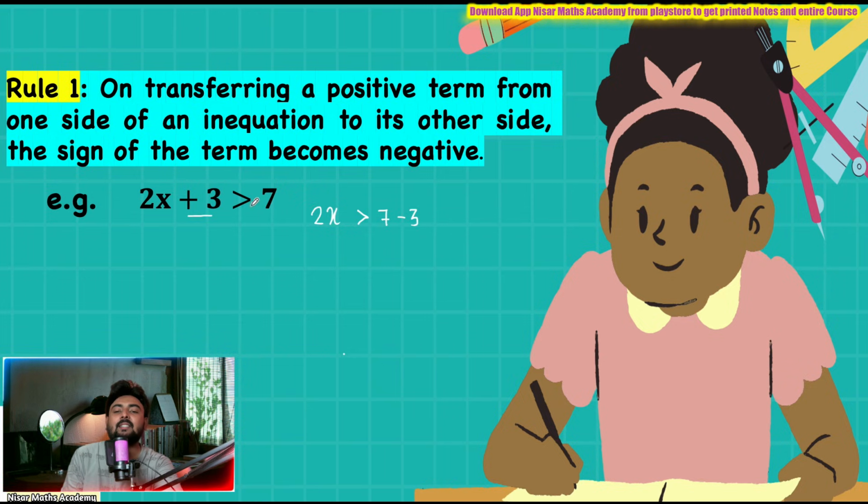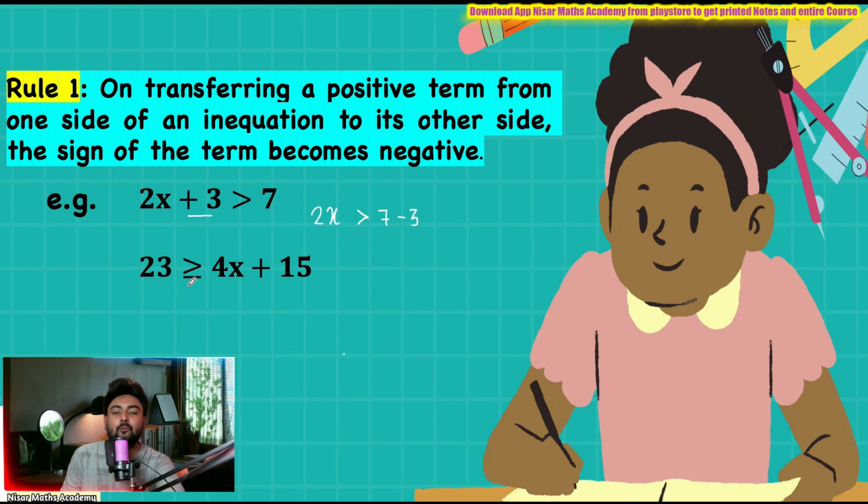Now you consider this as a boundary. So this plus 3 went to this side and it becomes minus. So our first rule says that when a positive term is transferred from one side to the other side, the sign of the term becomes negative. So positive will become negative. Let's understand it with the help of one more example.